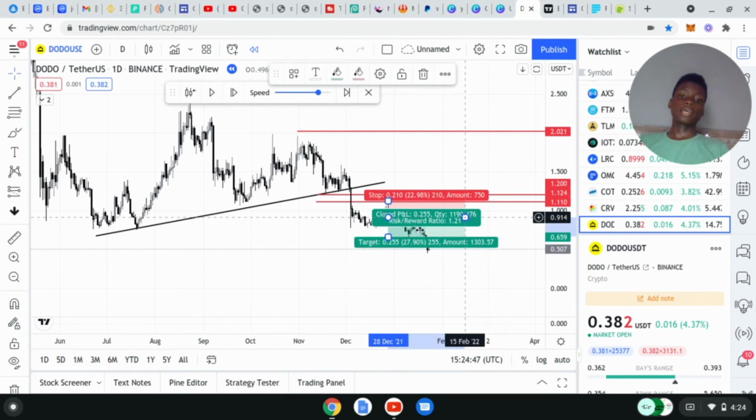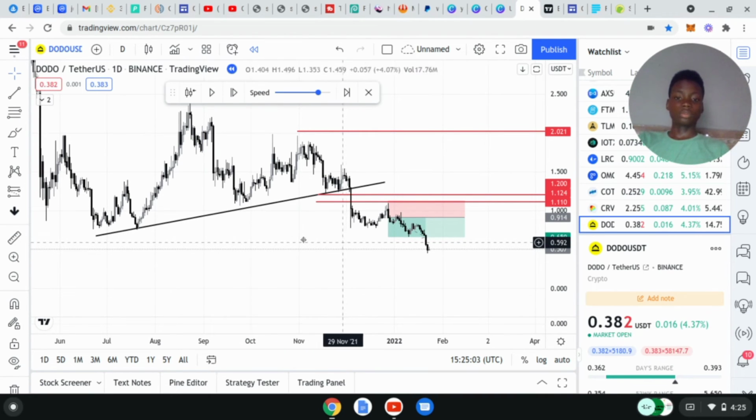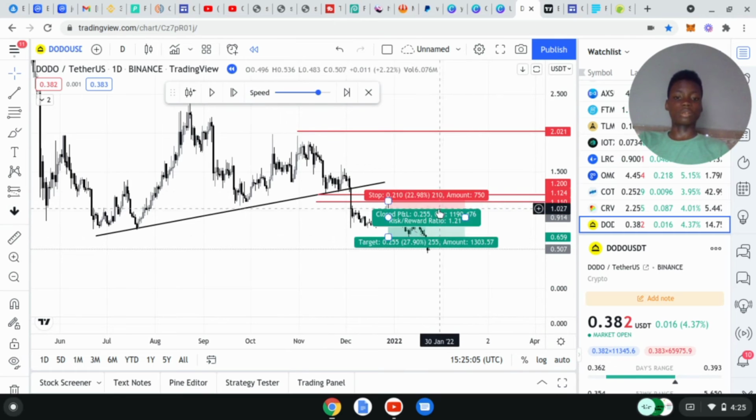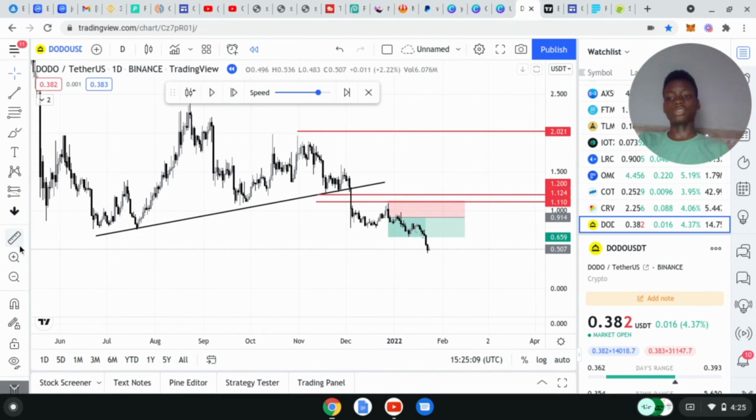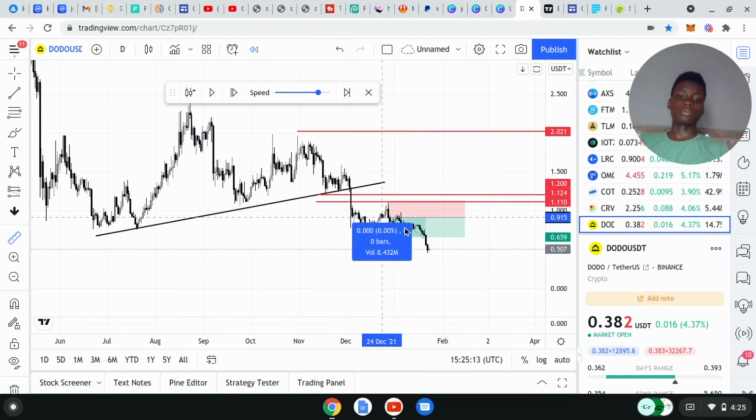If you use 10 times leverage, or let me even say 5 times leverage, if you're trading futures, because I trade futures, if you use 5 times leverage on this trade, you'd have gotten 100% of your margin. That is, if you put $100, you'd have gotten an extra $100. So your $100 would have turned to $200. In how long did the trade take? Let me measure how long the trade took.